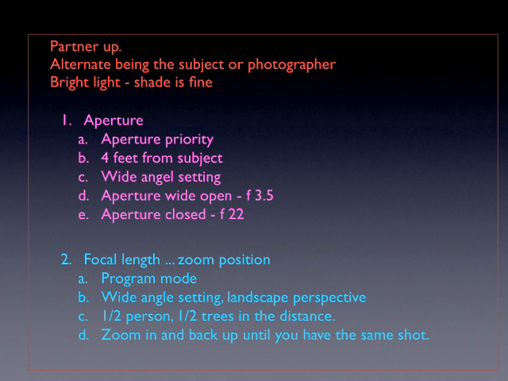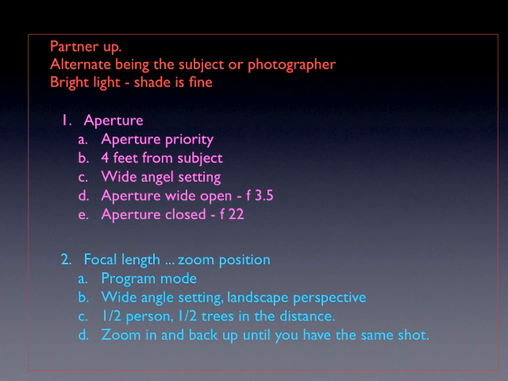So aperture: take a picture in aperture priority mode. Take a picture 4 feet away from the subject, whatever it may be. Maybe get a friend to stand by the window or outside in the field, and use a wide angle setting. Zoom way back so you've got as much in the picture as possible. Then take a picture with your wide open aperture, 3.5 if that's your widest, and take a second picture at f22. And then take a look at your pictures and see what happens to the depth of field.